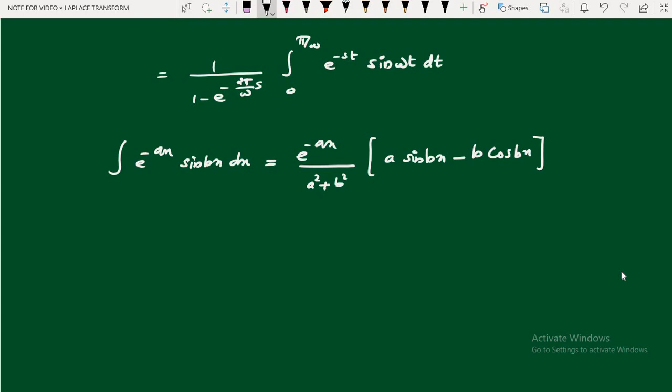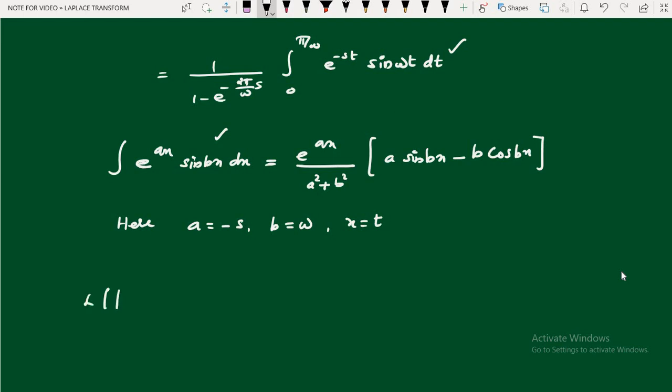Actually, here we have minus, while the formula is defined for plus. If we have minus, wherever a appears you have to take minus. So the main formula is defined for e power ax: the integral of e power ax sine bx dx equals e power ax by a square plus b square into a sine bx minus b cos bx. For our problem, just compare this with our integral. The value of a is minus s, the value of b is omega, and the variable x is nothing but t. Just replace these three things in the above formula and we can get the expression.